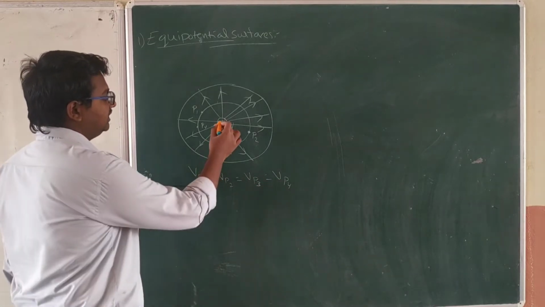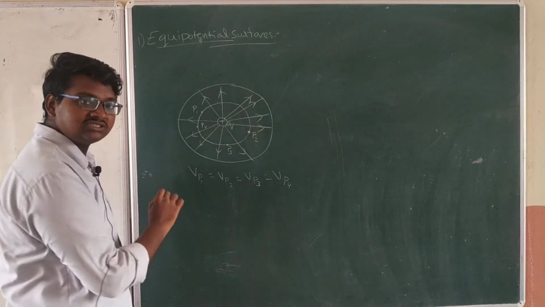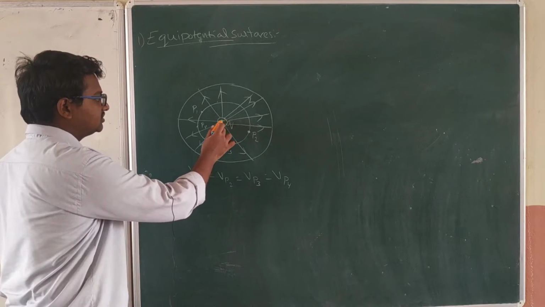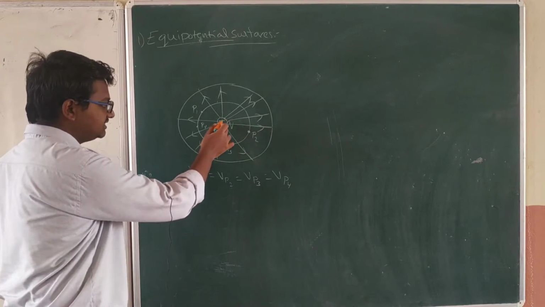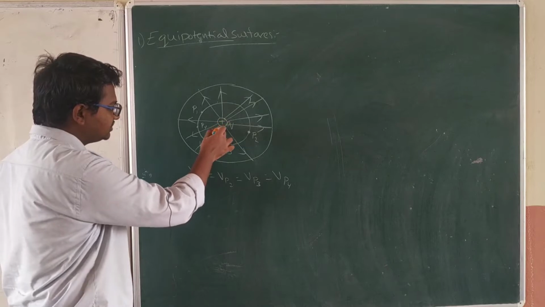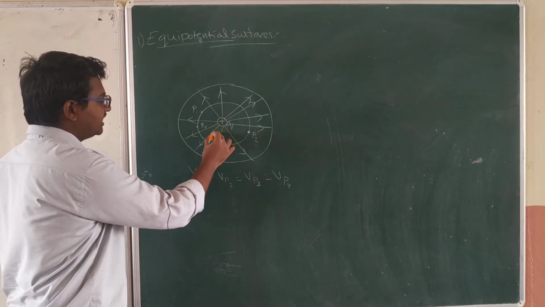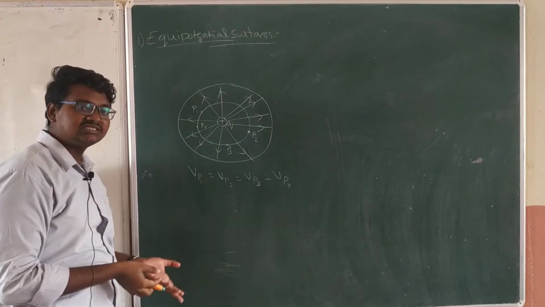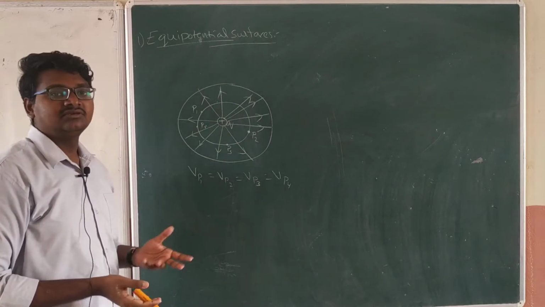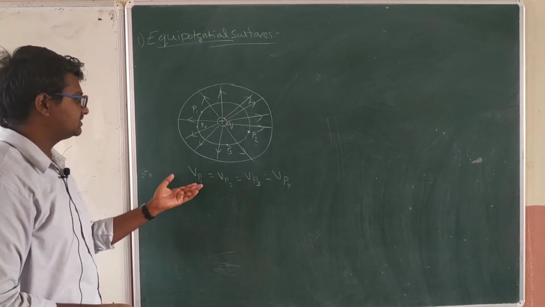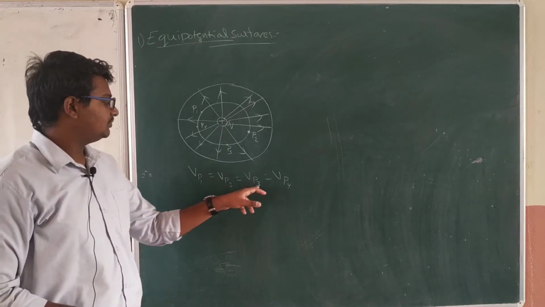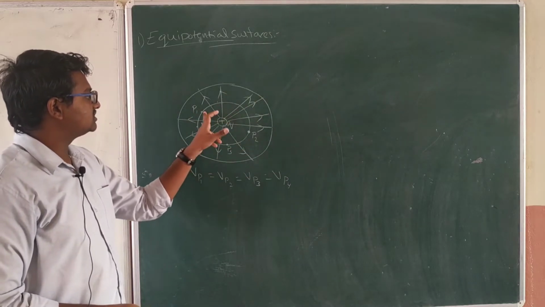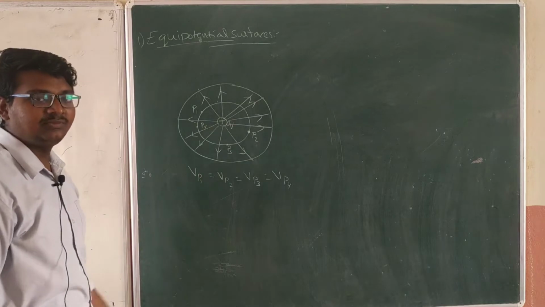Why? Because if you observe carefully, the distance between the central charge and the surface is the same. Everything is radially outwards, and each point has the same distance. As the distance is the same and the charge is the same, potential is also the same. That is the reason Vp1, Vp2, Vp3, Vp4 and so on up to infinity, the points located on this surface, will be equal.